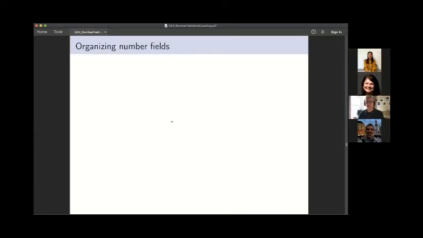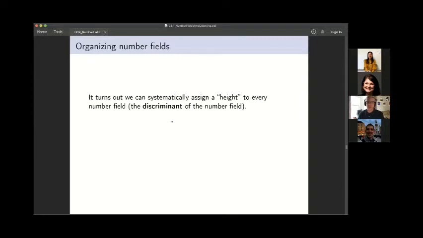So to do this, we want to sort of cook up some reasonable way to organize number fields. And it turns out there are a number of ways to do this. I'm just going to pick one because if I pick this way, I can prove things. But there's a number of ways to do it. And it turns out that you can very systematically assign what I'm going to call a height to every number field by attaching to it a gadget called the discriminant, which is just a number. The discriminant, it doesn't really matter what it is. For our purposes, it's just a number that is going to let us organize things by their height.